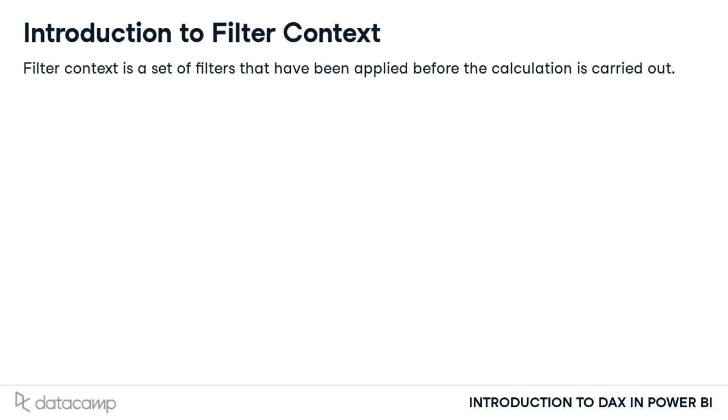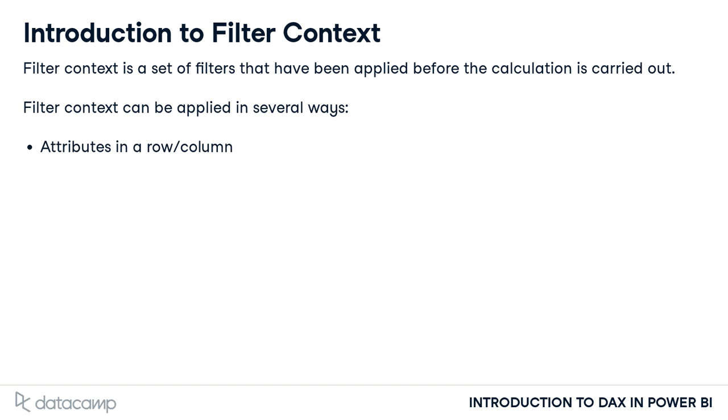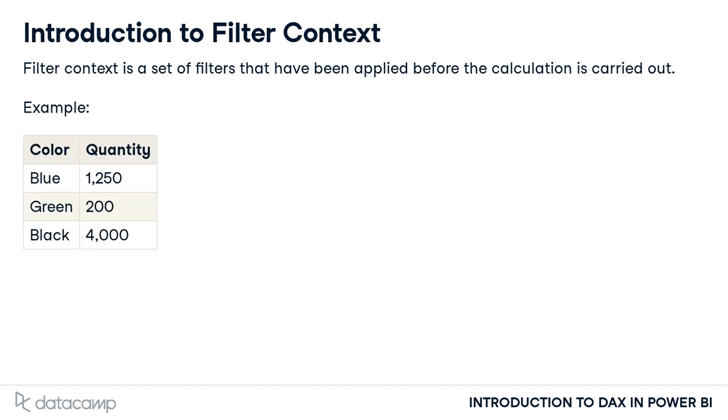Filter context is a set of filters that have been applied before the calculation is carried out. They can be applied in several ways, including attributes in a row or column, via a slider, through the filter pane, or in a calculated measure. In this example, we have a table of data and we'd like to apply a filter of blue. In order for Power BI to return a value for the color blue, it will go to the base table and apply a filter where color is equal to blue. This is filter context. It is applying the filter context on each quantity returned by color.